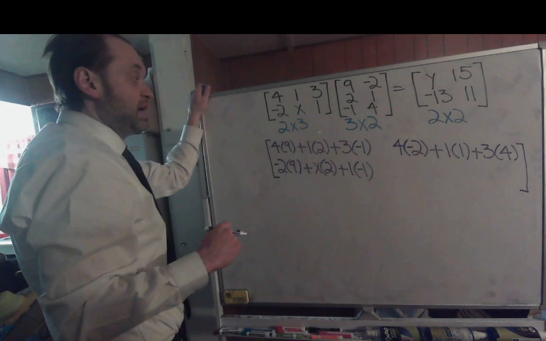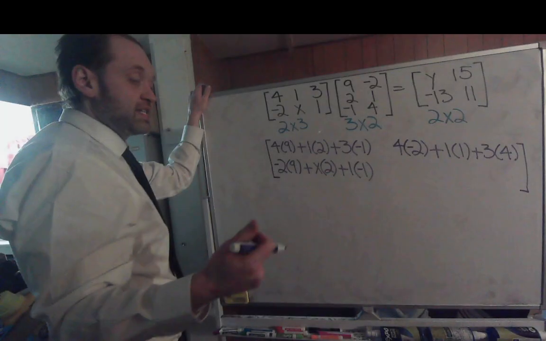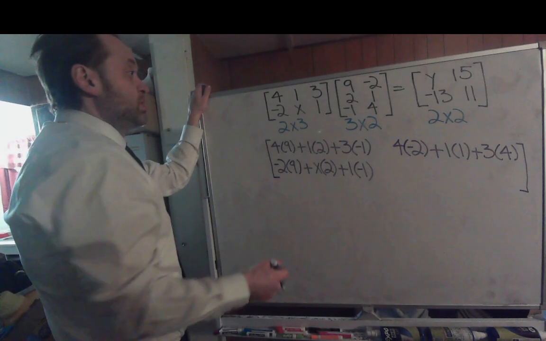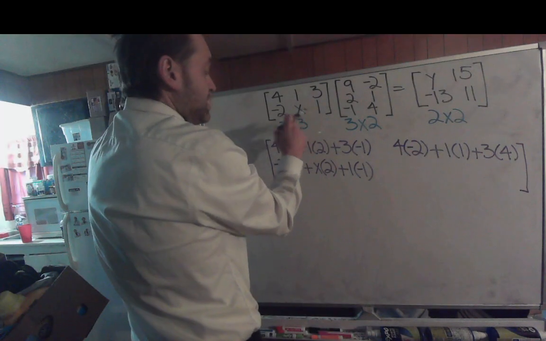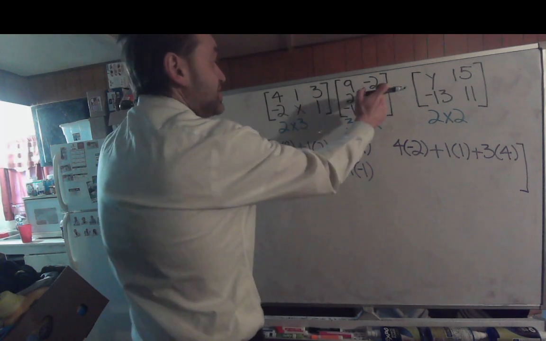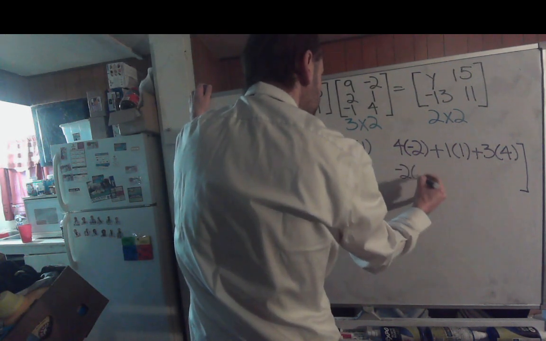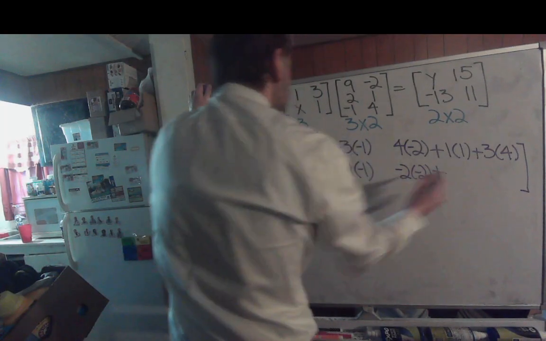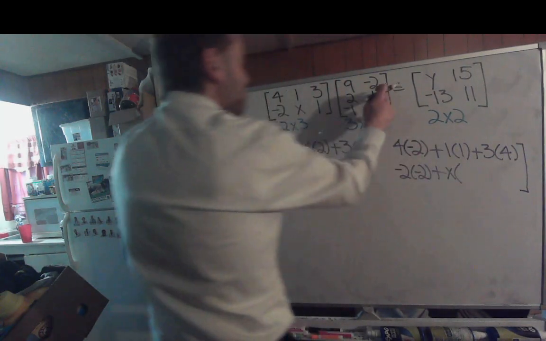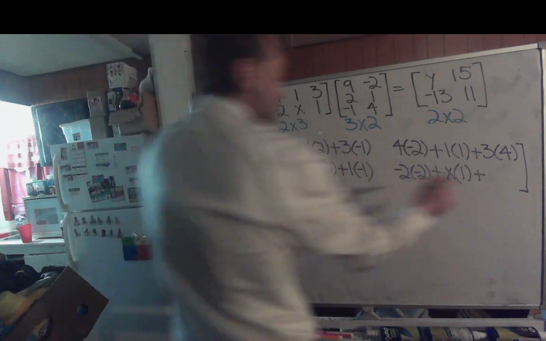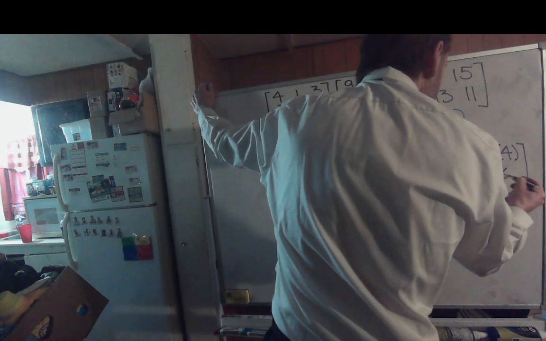And then last but not least, to get your fourth number, the last number of the second row, you'll repeat the process with the second row, but this time the second column. So take the -2 times -2, plus take the second number of the second row, which would be x, times the second number of the second column, which would be 1, plus take the third number of the second row, which would be 1, times the third number of the second column, which would be 4.